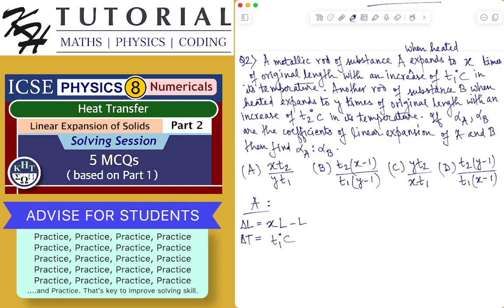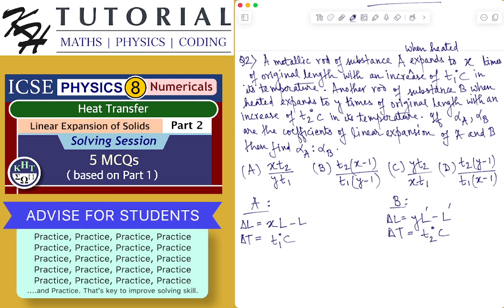Okay, so let's see for B, for the substance B, it is given that another rod of substance B, when heated, expands to y times of original length. So for B, if I consider L dash to be the original length of the rod of substance B, then the increase in length delta L will be yL dash minus L dash, and delta T is given to be T2 degree Celsius.